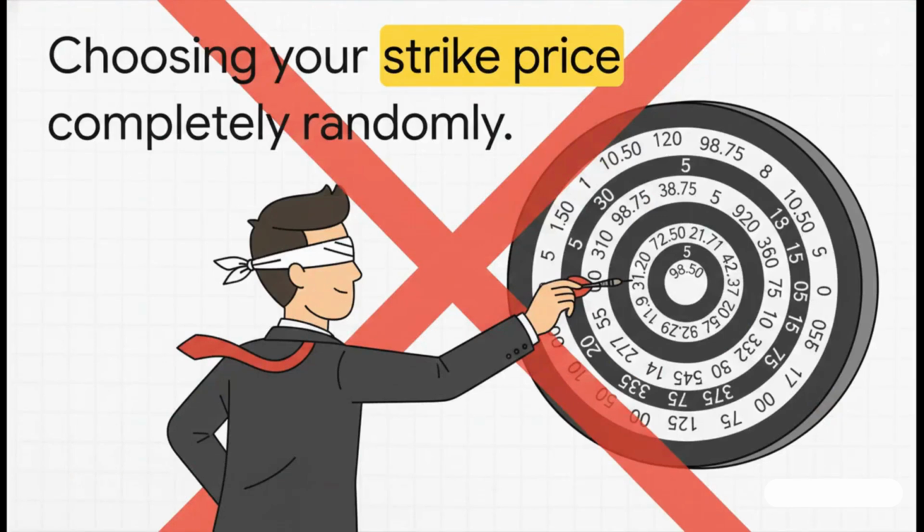Mistake number 1, choosing a strike price randomly. Honestly, you'd be shocked at how many new traders just open up an options chain, see a massive wall of numbers, close their eyes, and essentially throw a dart at the board. Option trading is not a lottery, guys, and your strike price is definitely not a lucky number. It is a strategic decision level. Every single time you pick a strike price, you absolutely need to have a specific, logical reason for why you think the market will move past that specific point.